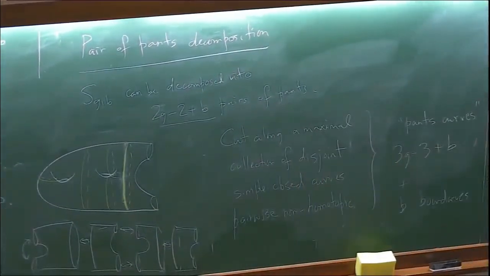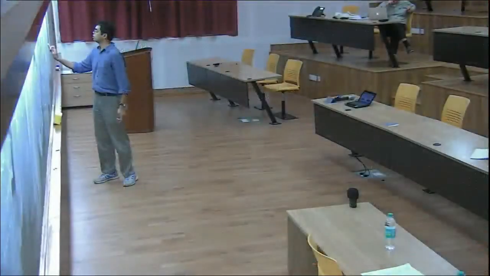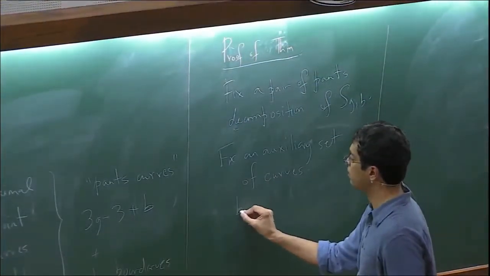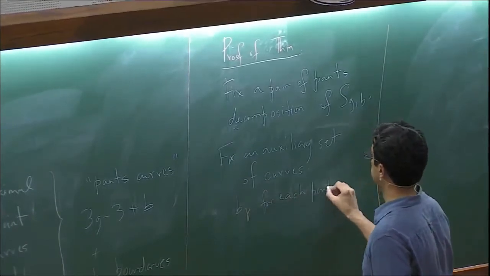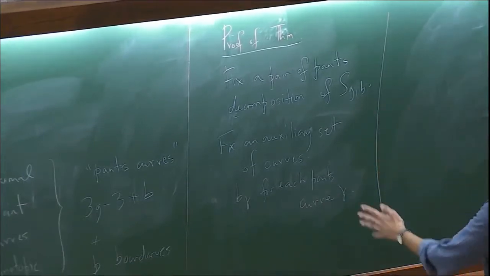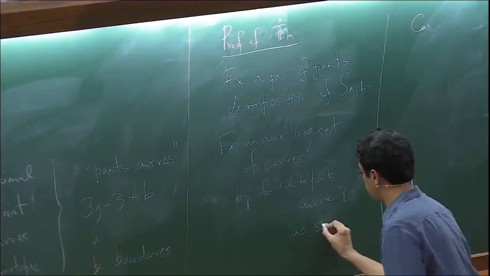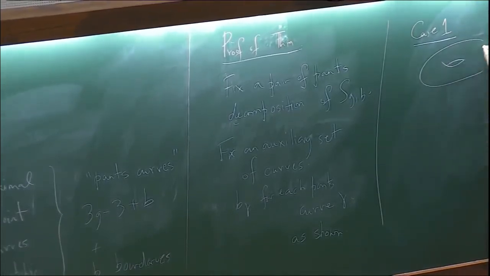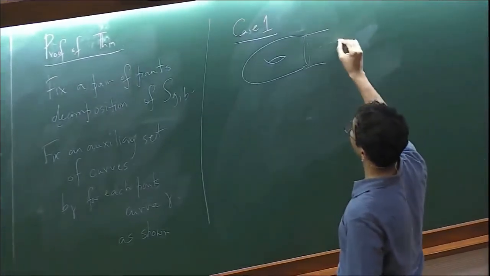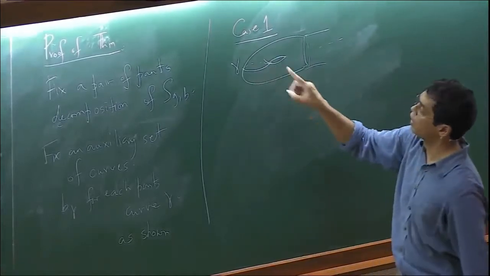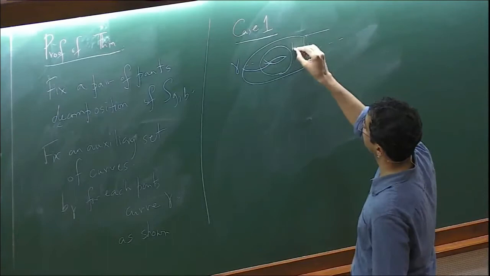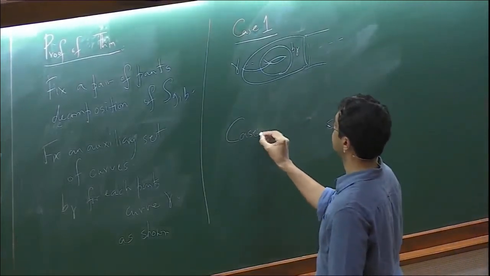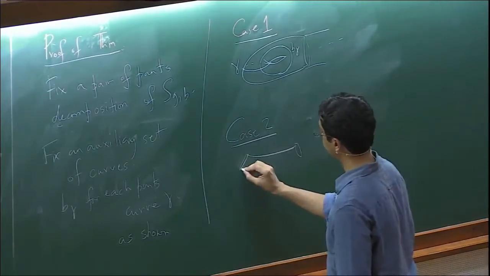So we also fix an auxiliary set of simple closed curves, beta gamma for each pants curve gamma, that intersects each pants curve gamma once. So what are the pictures? Let me draw the two pictures. In case one, suppose you have a pants curve which is not separating. This is what it might look like. There's the rest of the surface which I'm not drawing, and suppose there's a pants curve gamma which looks like this. In that case, the auxiliary curve that you choose is beta gamma that intersects gamma once, in this one-holed torus.